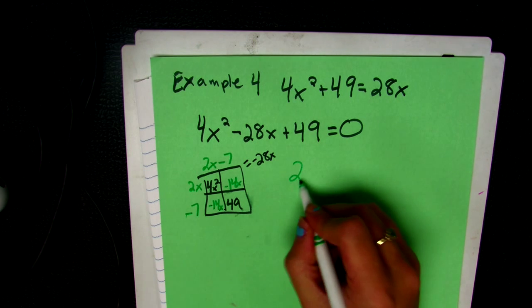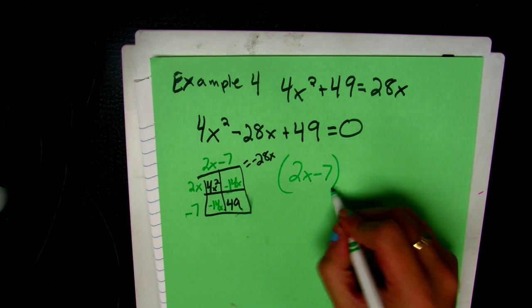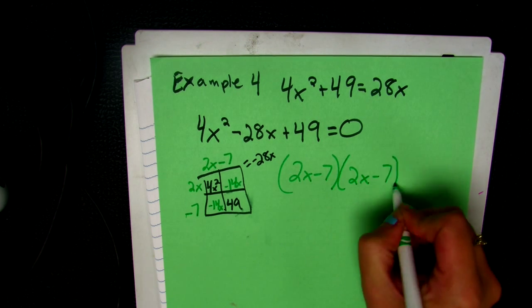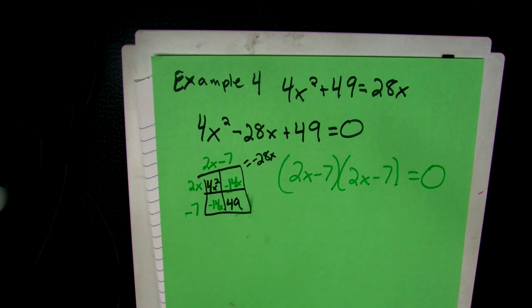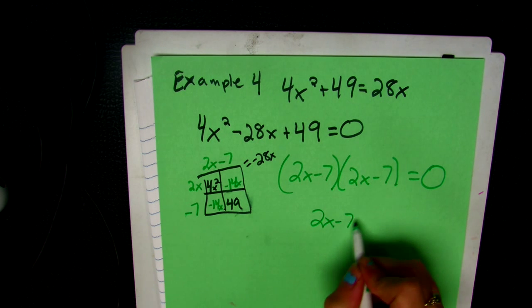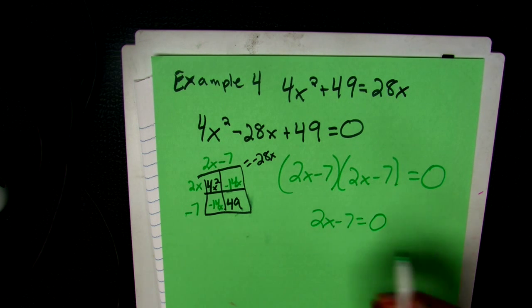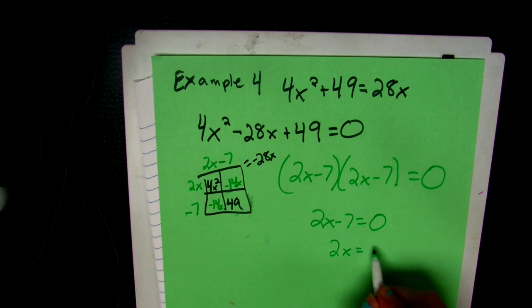So I get the factors 2x minus 7 times 2x minus 7 equals 0. And it looks like those are the same thing. That's awesome. Okay, so that means I just have to solve it once. 2x minus 7 equals 0. So 2x is equal to 7, which means x is equal to 7 over 2.